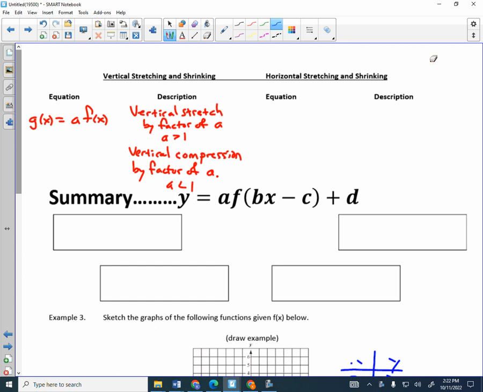All right, so suppose we have g of x equal to f of bx. What's different about that situation? b is on the inside, so that's going to impact it horizontally. In this situation, this is a horizontal compression by a factor of 1 over b. That's if b is greater than 1.